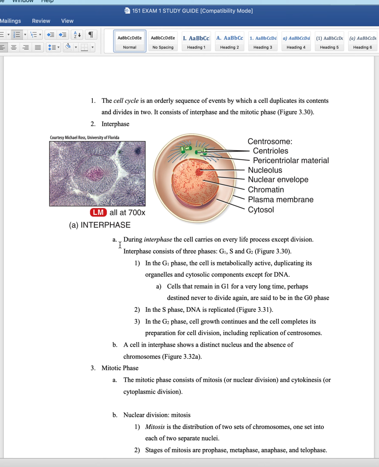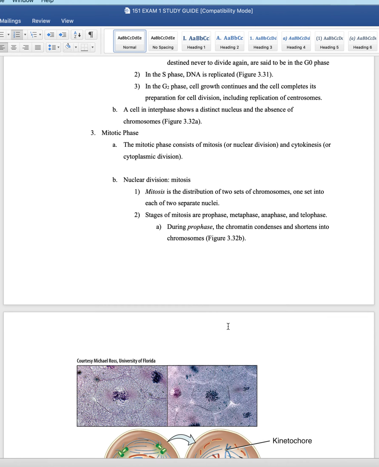Oh, I apologize. Let's talk about interphase. Again, interphase, we have G1, S phase, and G2. G1 is when we are making duplications of our organelles in our cytoplasm. S phase is when we're copying our DNA. And G2, we're going to have the continuation of cell growth as we're preparing for the mitotic event.